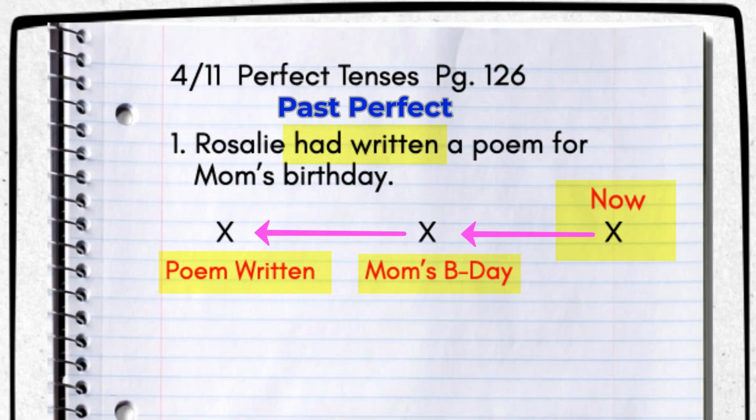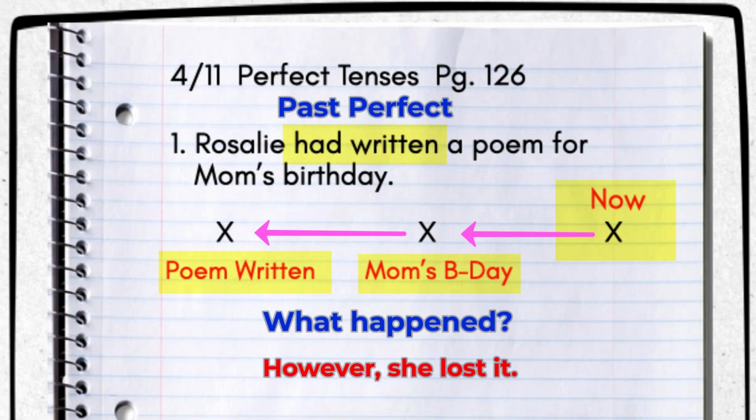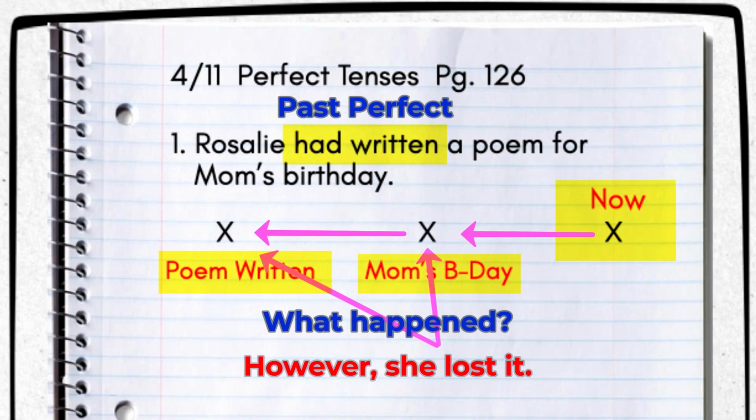So usually this would be followed up. Rosalie had written a poem for Mom's birthday. So something happened, and we need to know what happened and when for the next thing to make sense. So you might say, Rosalie had written a poem for her mom's birthday, but she lost it. Oh, okay, now it's important to know when the poem was written and when Mom's birthday was, because somewhere in that timeline, the poem was lost.